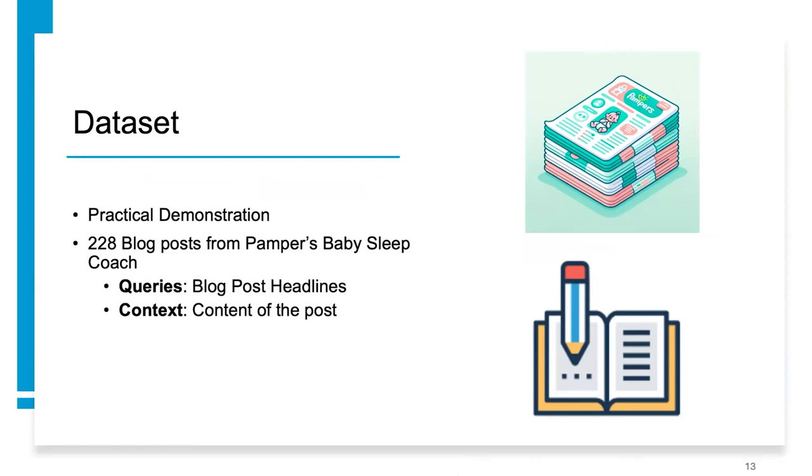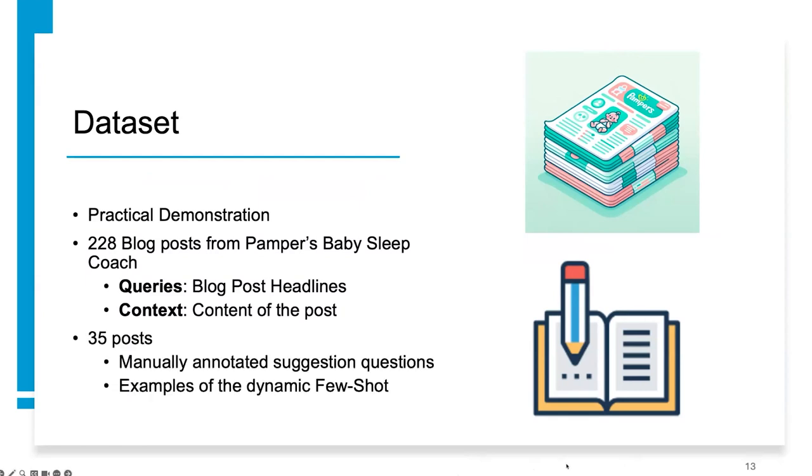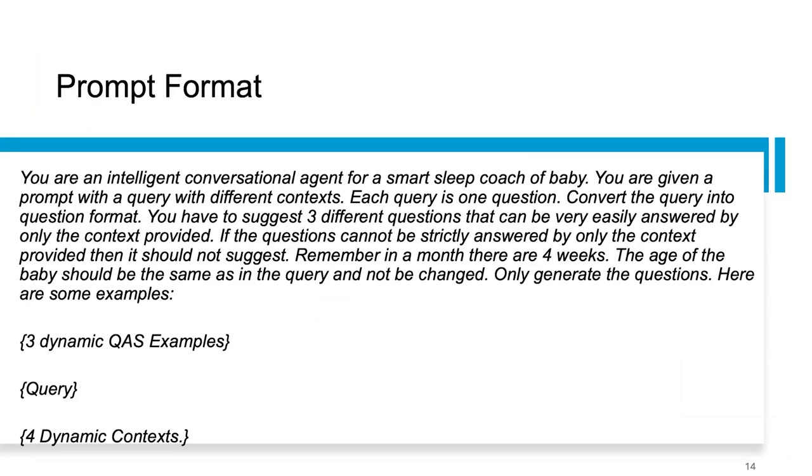For 35 of these posts, we manually annotated the suggestion questions, aiming to exemplify the types of questions users might ask and which could be answered by the provided context. The post headlines from these 35 examples, along with the context and the suggestion question, form the basis of dynamic examples. And this is the final prompt.